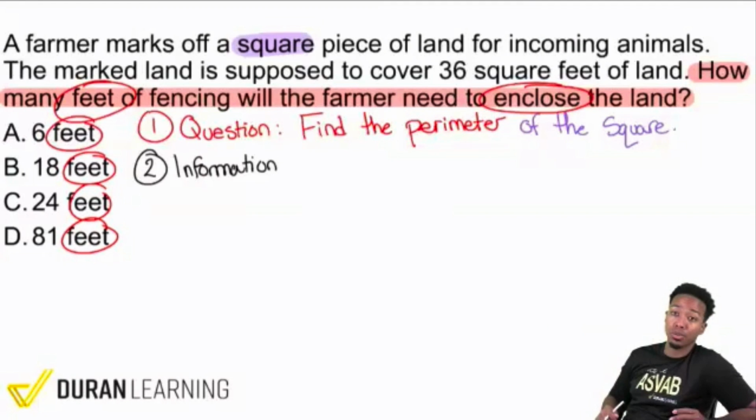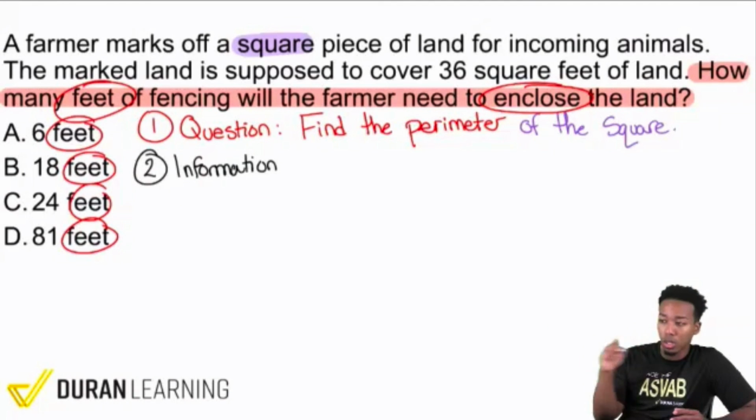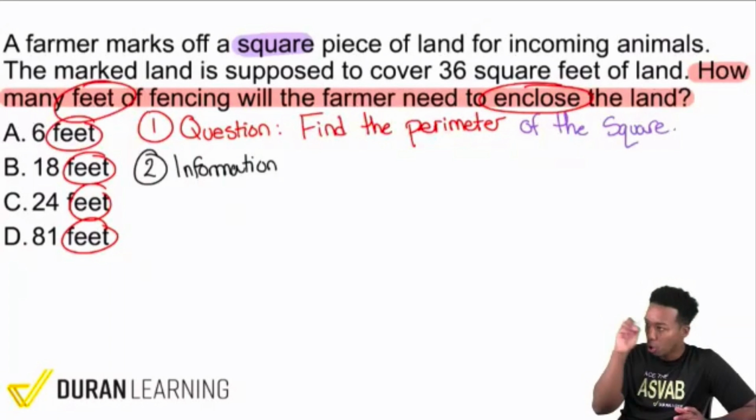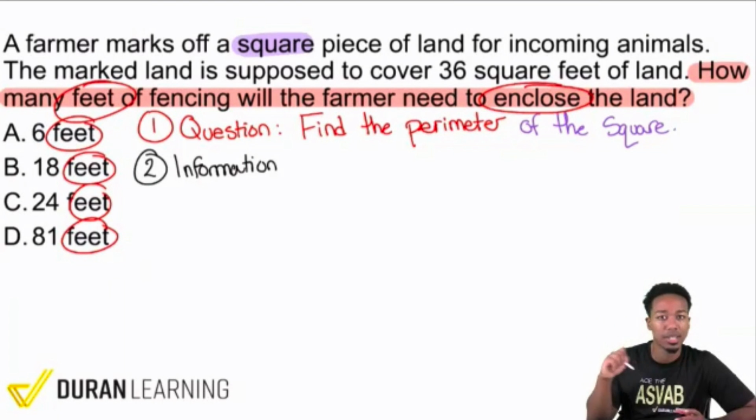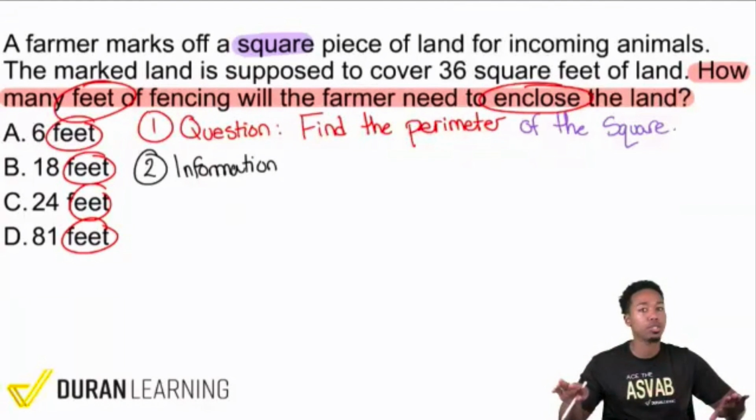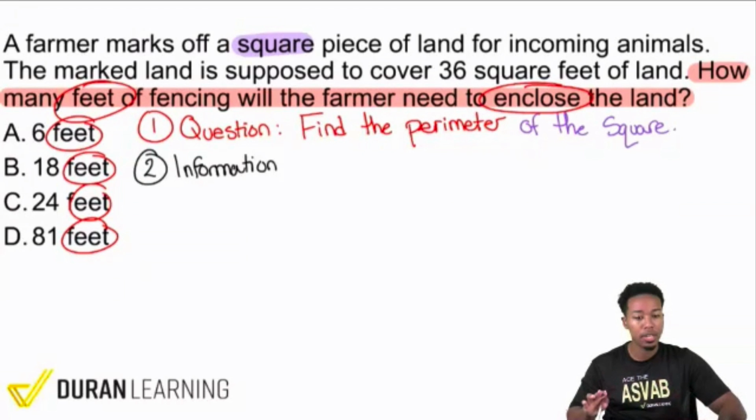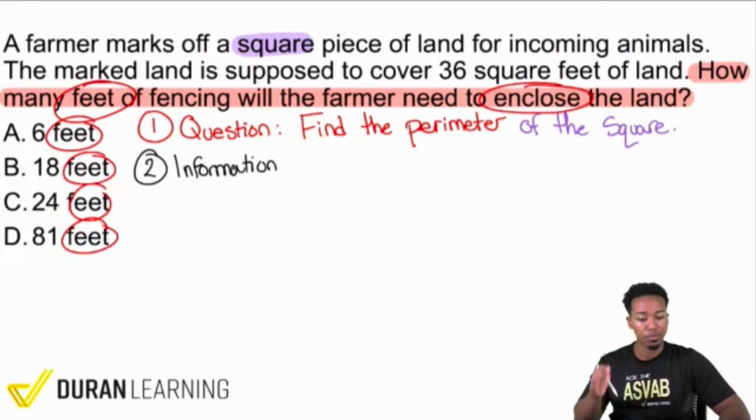Look at the clues. Feet to enclose it. That's perimeter. Going around the shape. How many feet around it? How many feet enclosing it? That's all you need. So Jose, go ahead and ask your question and we're moving forward.